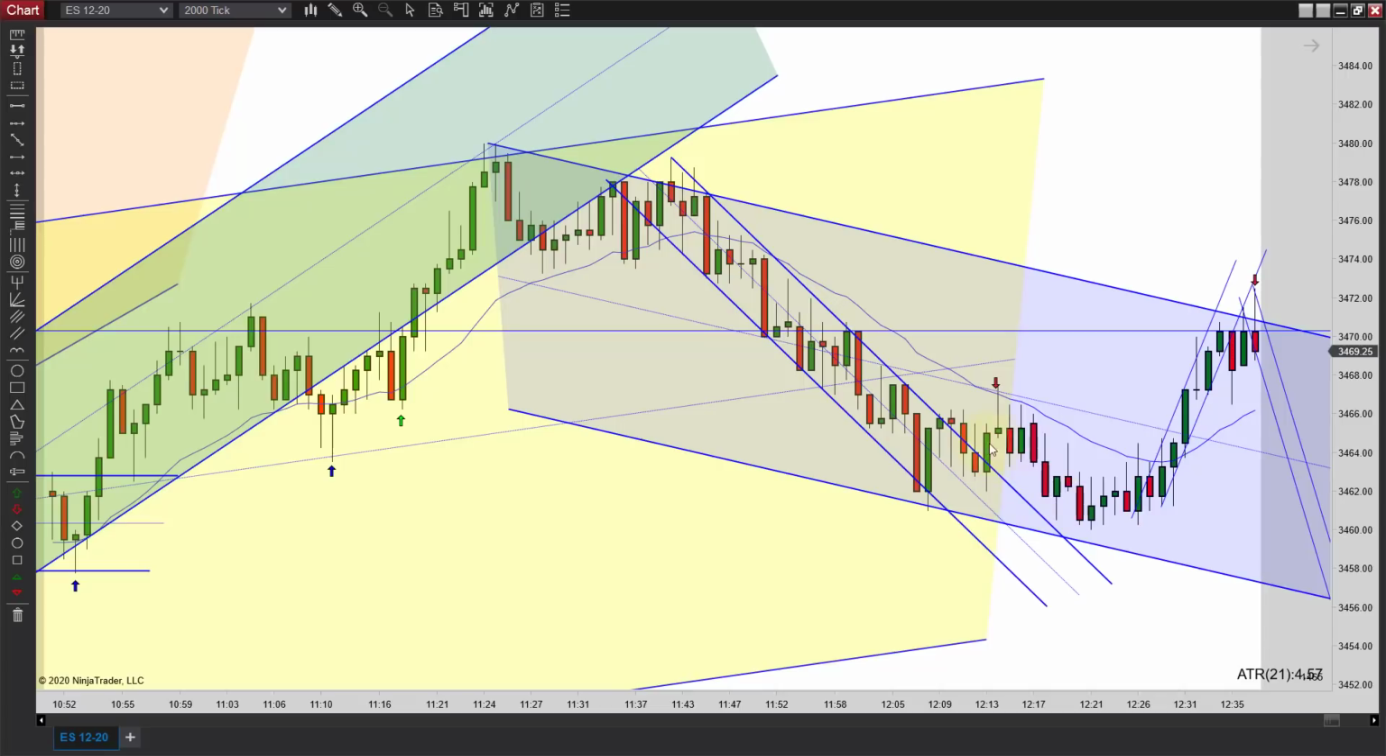So we'll probably retest that low. So I like going short there. You got plenty of room to get out.